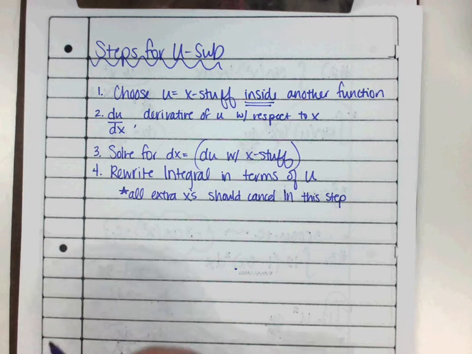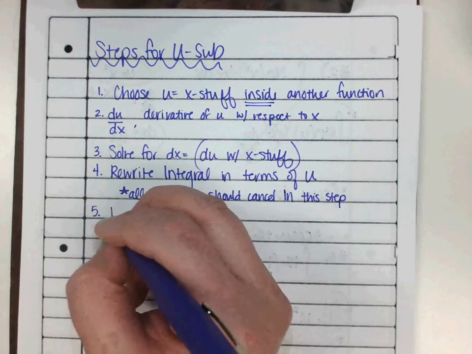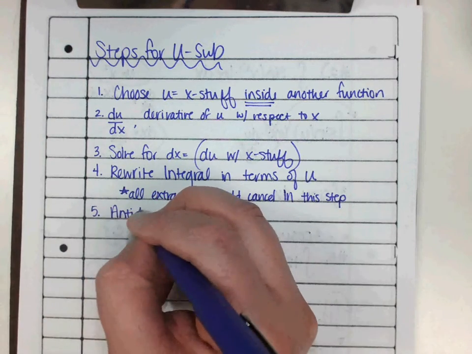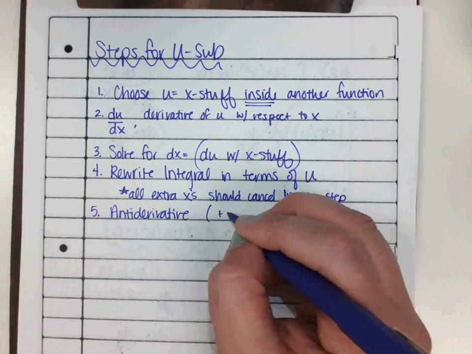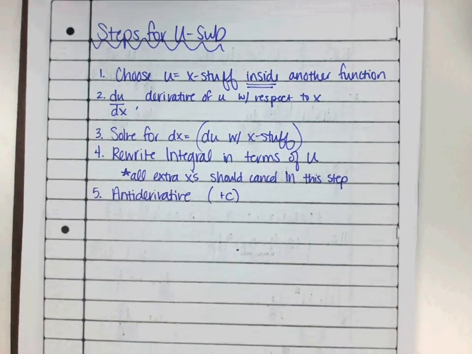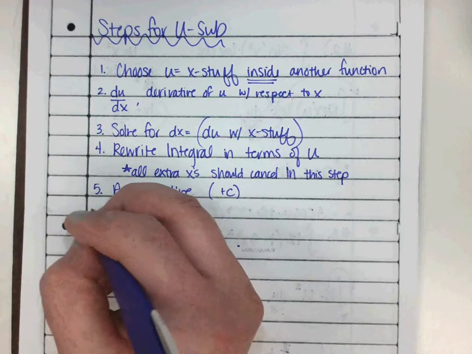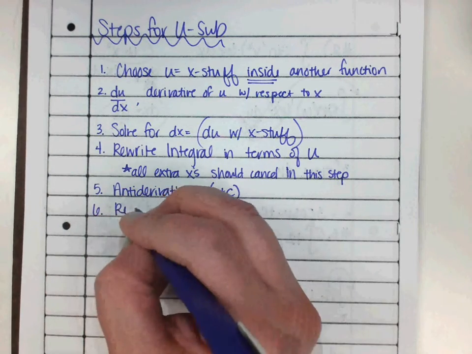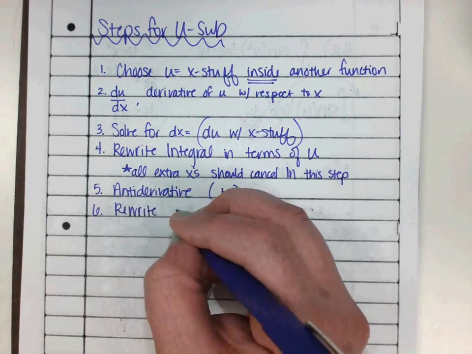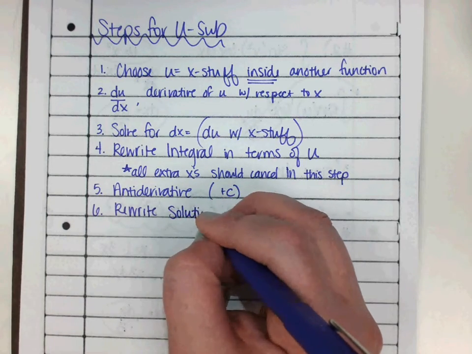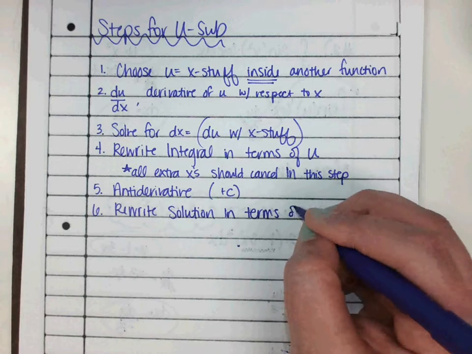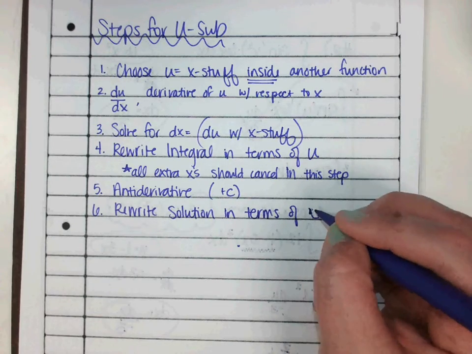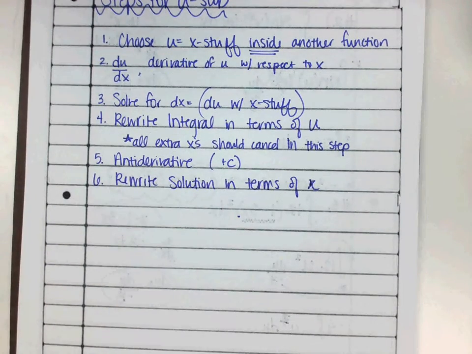Okay, then after you do that, you're going to do the antiderivative. And then I'm going to put, don't forget the plus c. And then in your last step, you're going to rewrite it with your x stuff back in. Rewrite solution in terms of x.